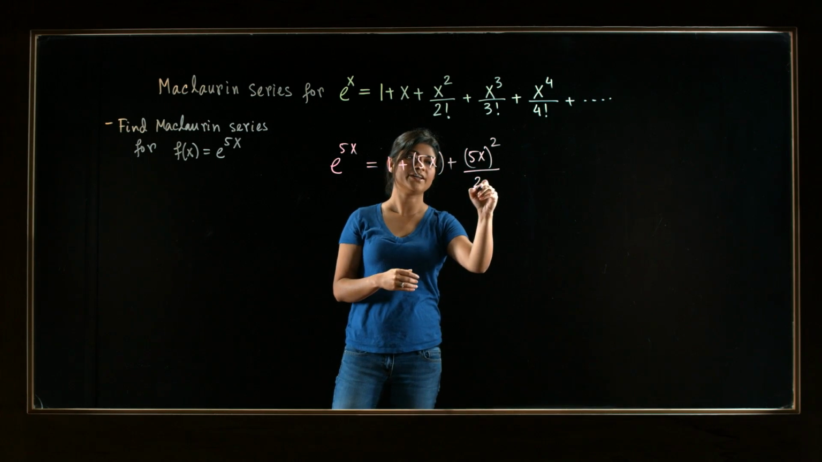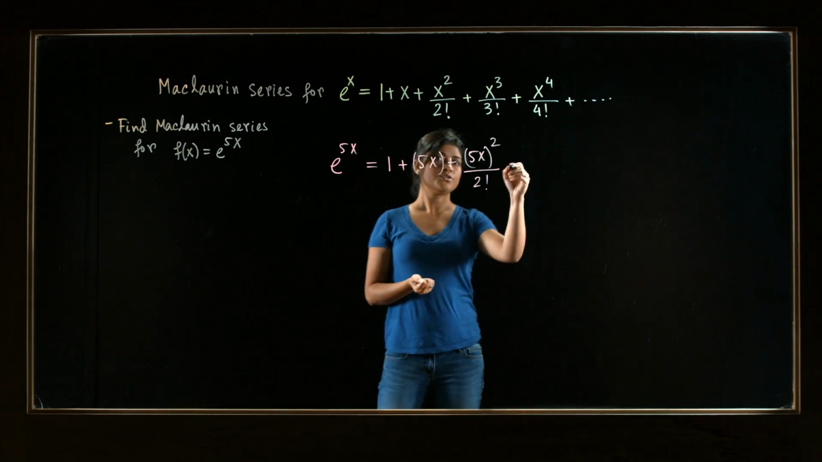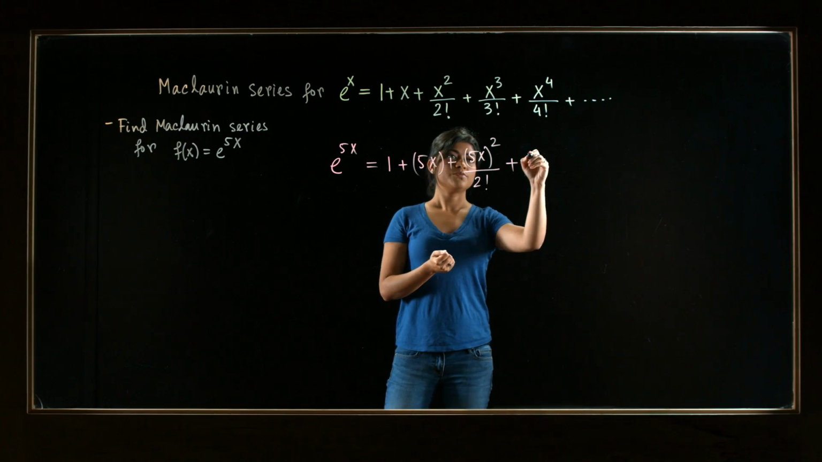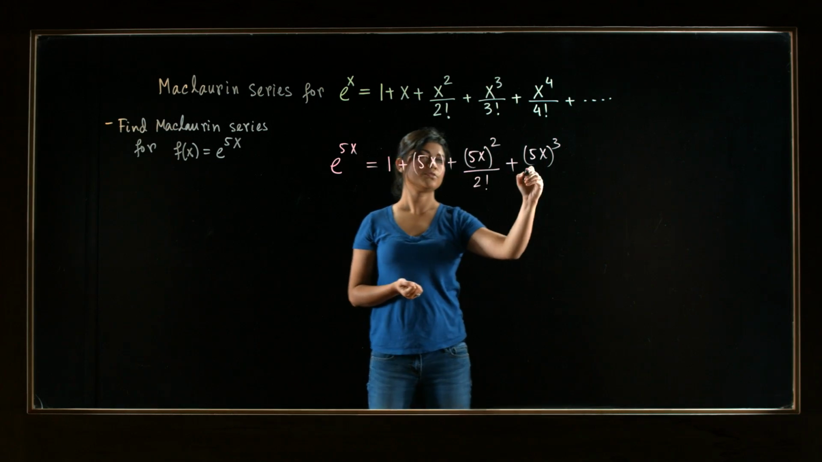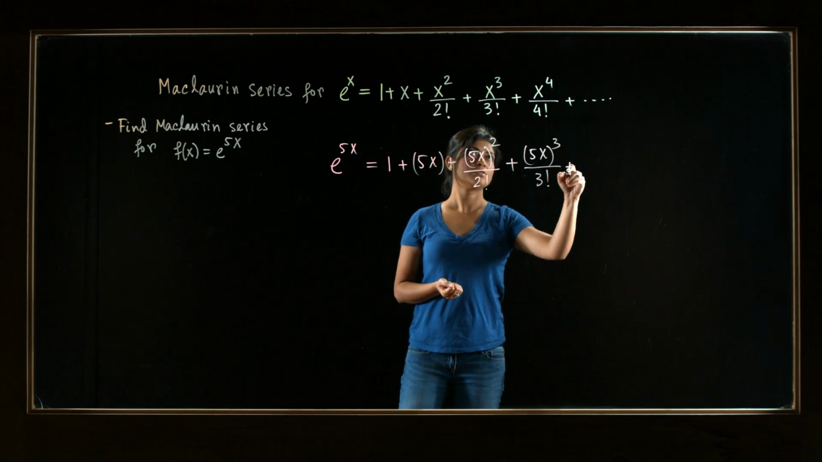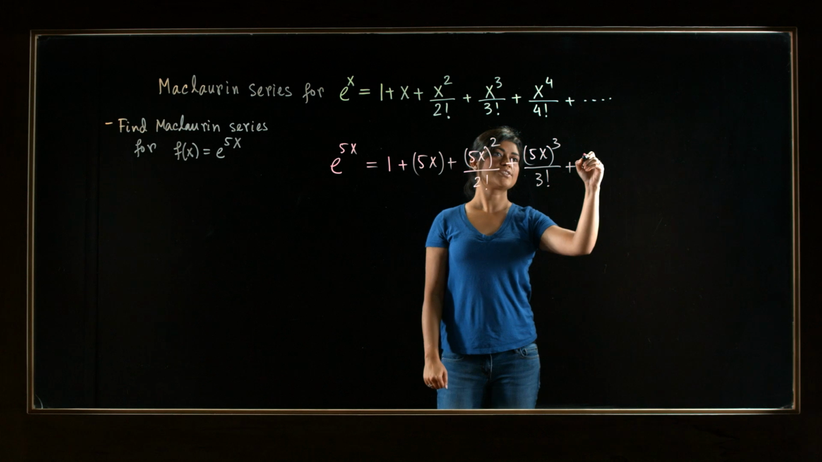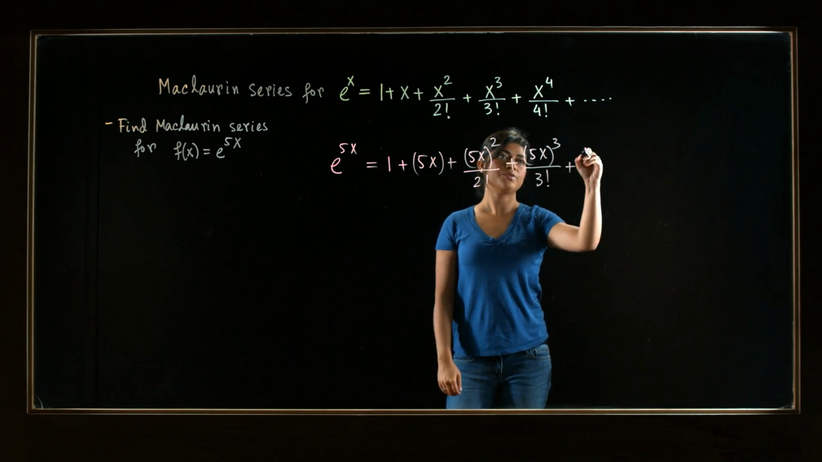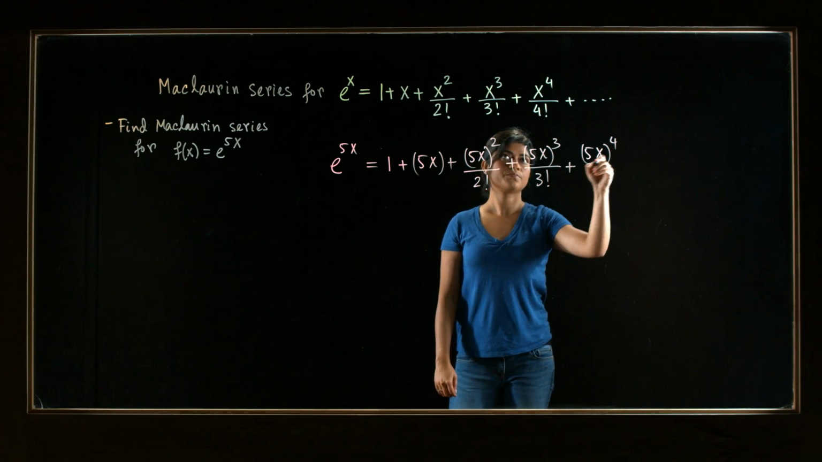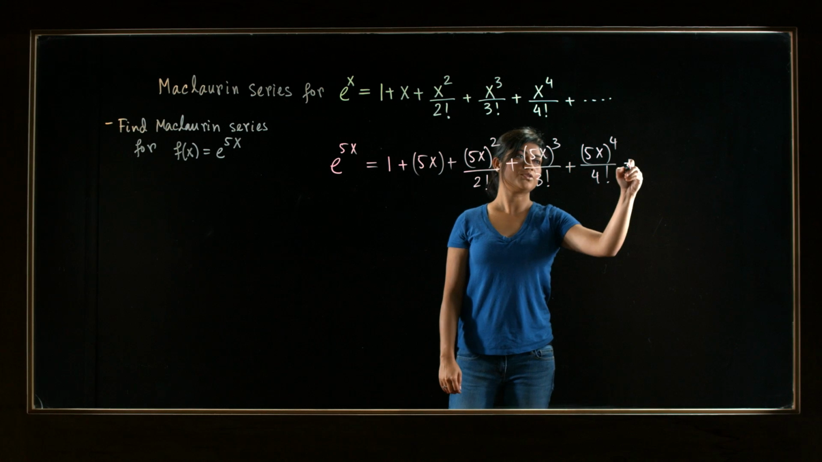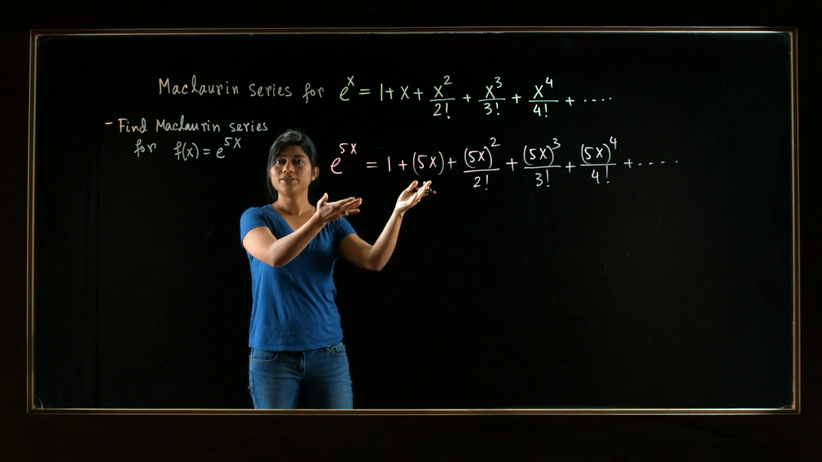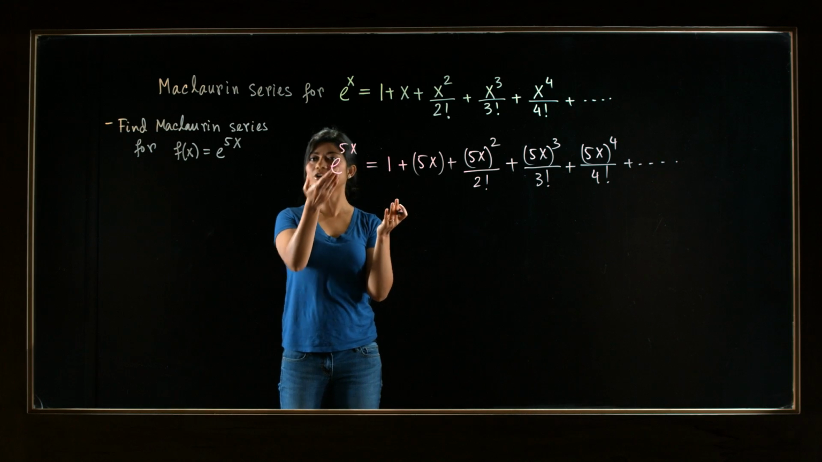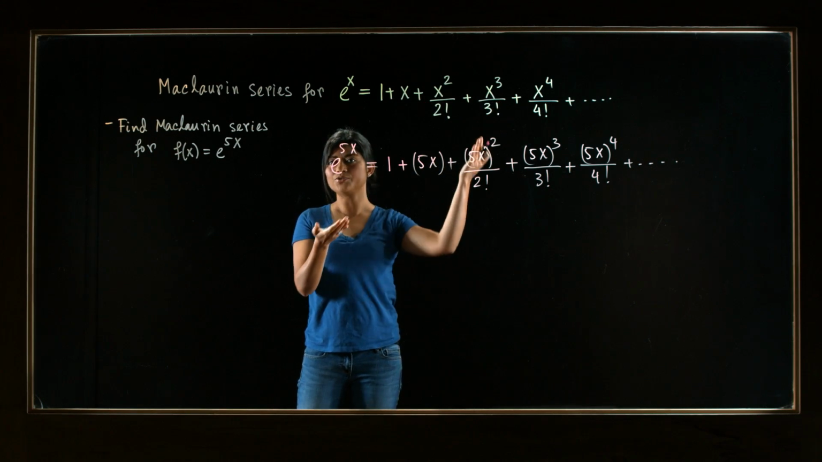And then we'll have divided by factorial 2. Next term, we'll have 5x cubed instead of x cubed, and then 3 factorial. And then you can continue. Next term is instead of x to the 4, we have 5x to the 4 over 4 factorial and so on. So that's it. We can actually write down the Maclaurin series for e to the 5x using the one for e to the x.